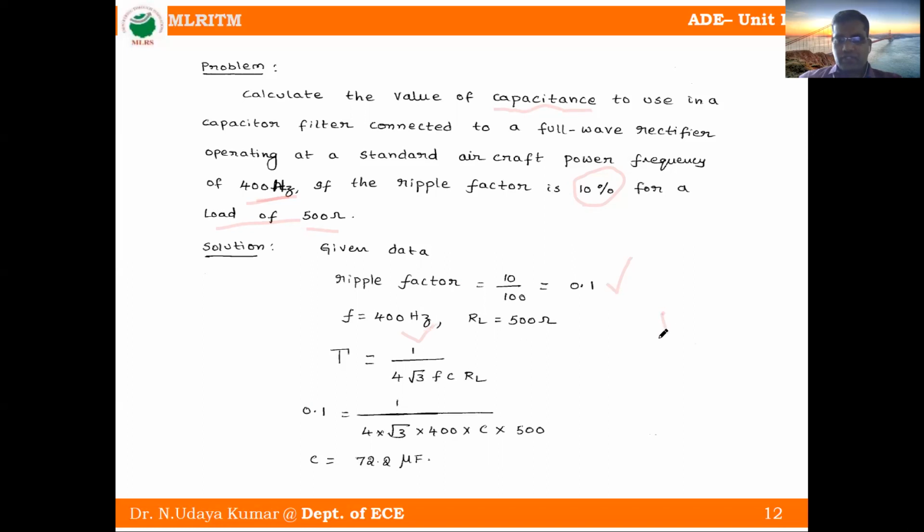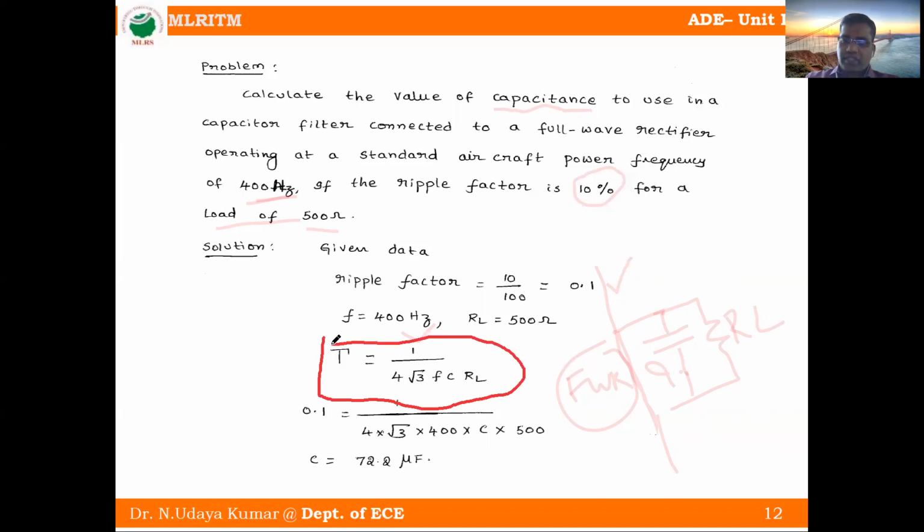This is the circuit we know. This is the capacitor, this is the resistance, and this is the full wave rectifier, with the output given. We have to find the capacitor value. We know the RL value and the ripple factor. This is the formula: ripple factor is equal to 1 by 4 root 3 FC into RL. We know the ripple factor 0.1, 4 root 3, F is 400 Hz, C we want to find, and RL is 500. So the capacitor value is 72.2 microfarad. This is the capacitor filter design.